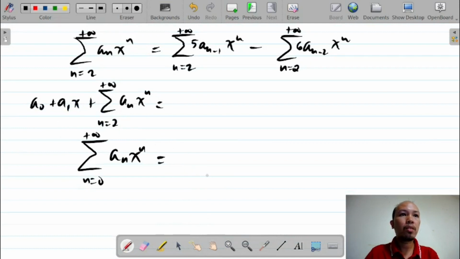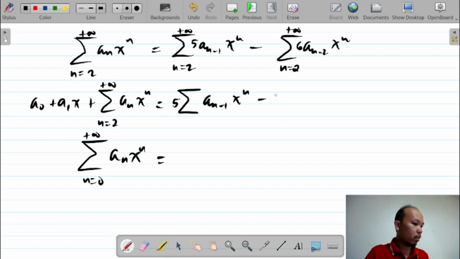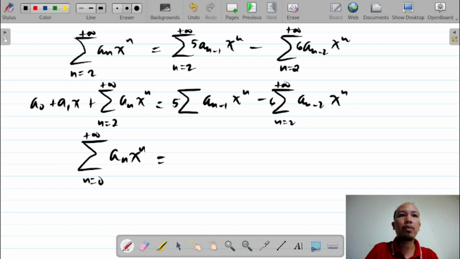That one is correct, but the first term on the right hand side should be summation of just copy 5 a sub n minus 1 x to the n minus summation of 6 a sub n minus 2 x to the n starts from 2 to positive infinity. Notice that this is 5x times A of x.